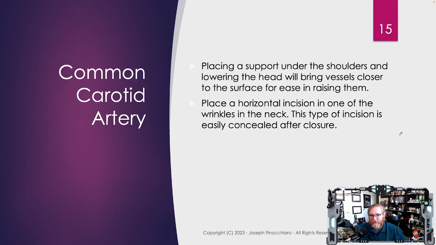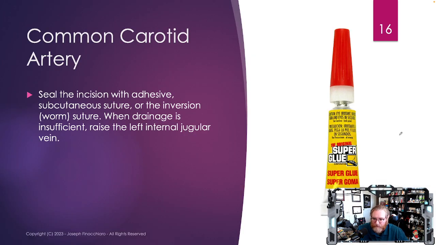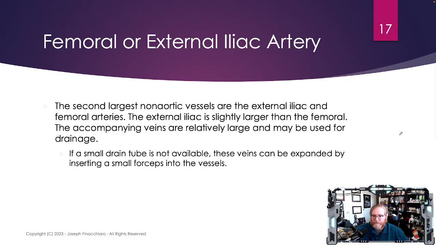So unlike an adult where we have three different types of incisions, 4 if you include the flap, realistically you want to place the incision horizontally within one of the folds that later on you can very easily hide using some super glue adhesive. Seal the incision with adhesive, subcutaneous suture, or the inversion suture. A lot of embalmers I know typically use super glue adhesive for sealing the incision. When drainage is insufficient, raise the left internal jugular vein.